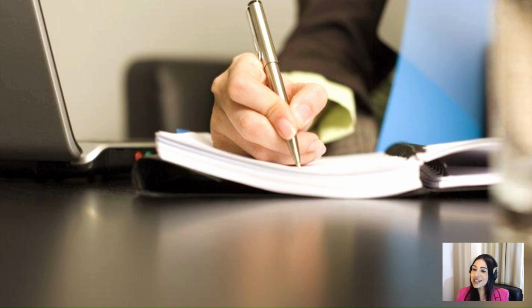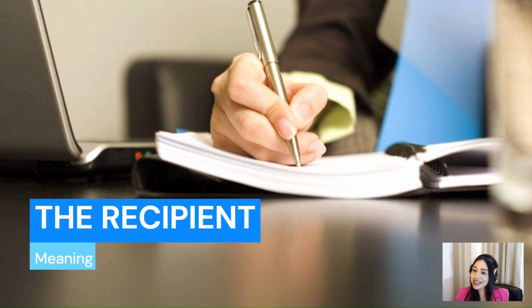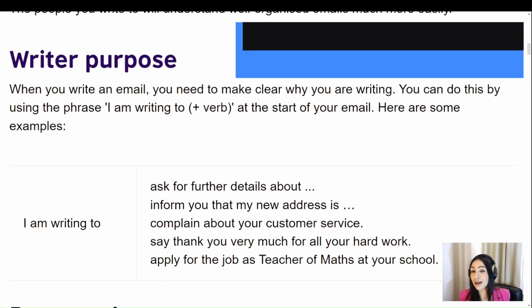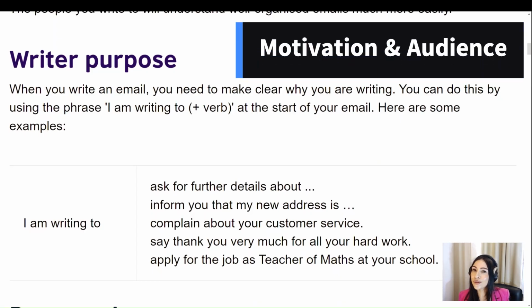In this section, we'll discuss how to make your emails clear and easy to understand by properly organizing them. A recipient is the person you're writing to. The recipient will always understand organized emails much more easily. Before you sit down to write your email, always think about your motivation for writing. What is the writer's purpose? Also, I would add, who are you writing to?